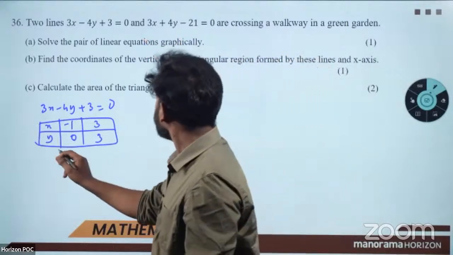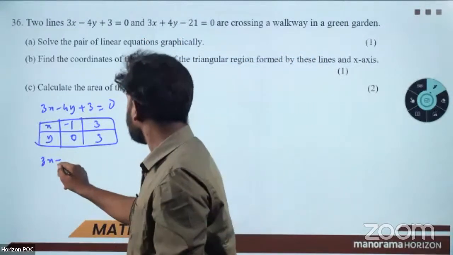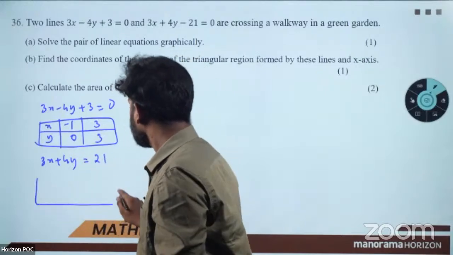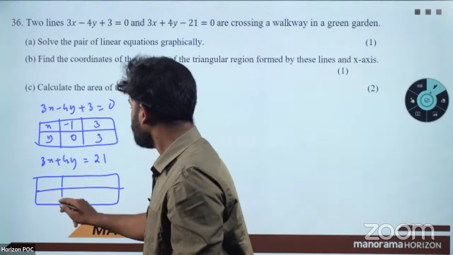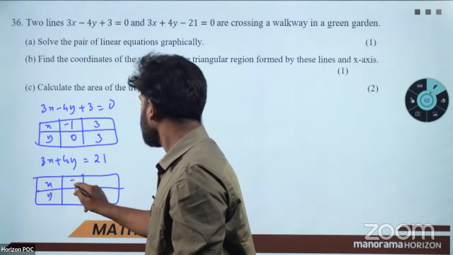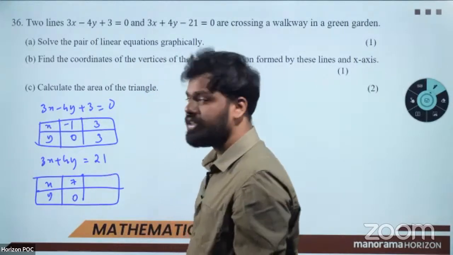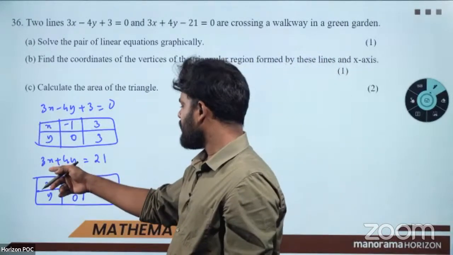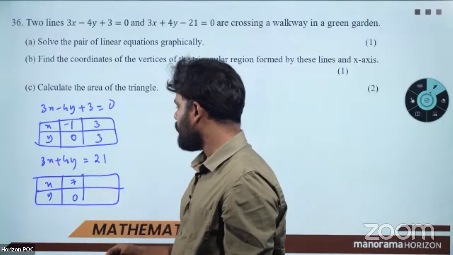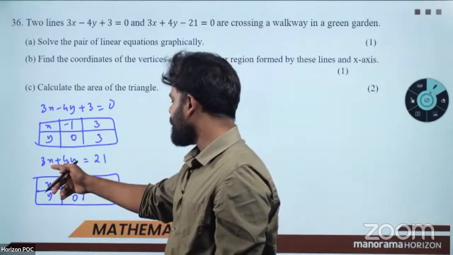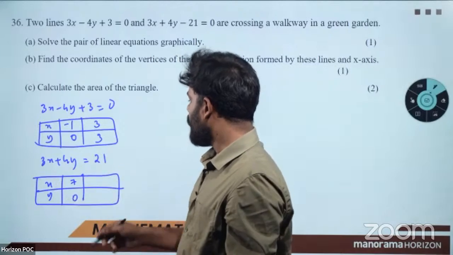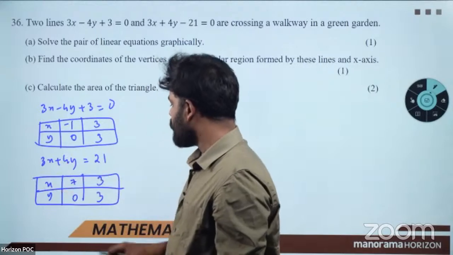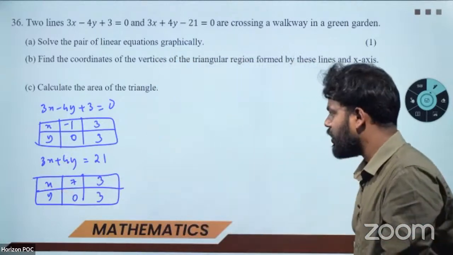Now for the second line, that is 3x plus 4y minus 21 is equal to 0. So I'm putting the 21 to the right side. So this one I can solve. Yes, one point is 7, 0. And another one, if I put 5 here, that is not possible. Then if I put 3 here, this one is 9, this one becomes 12. So 3, 3 again. So these are the two values for this one.